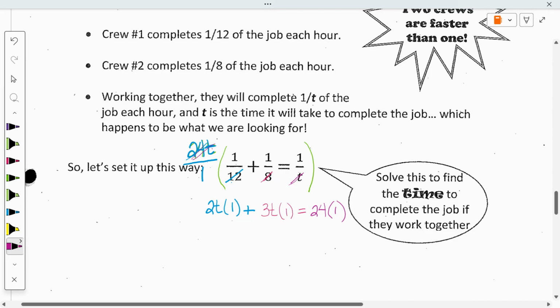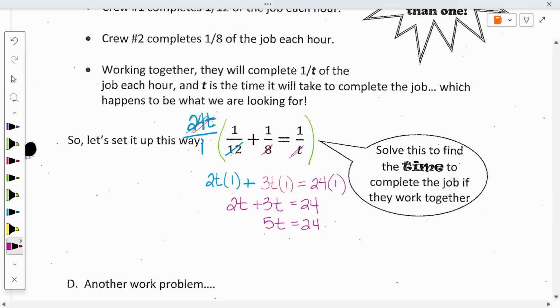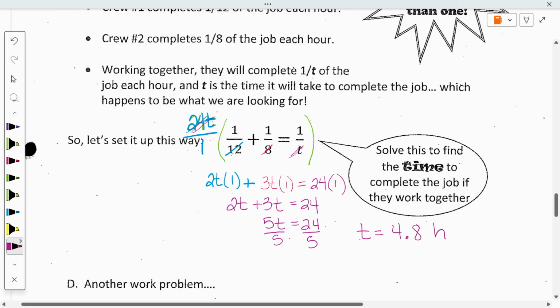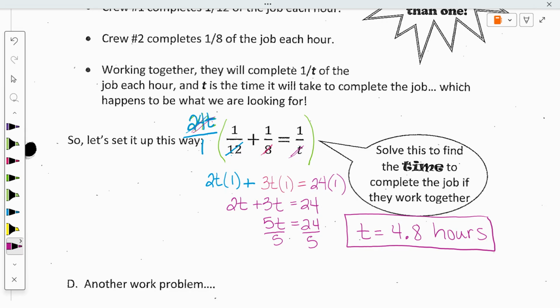So what do you have? You have 2T plus 3T equals 24. 5T equals 24. Divide both sides by 5. And what do you find out? Well, T is 4.8 hours, I believe. Meaning if both crews work together, they can get that same section of highway done in 4.8 hours. What do you think? I love these types of questions.